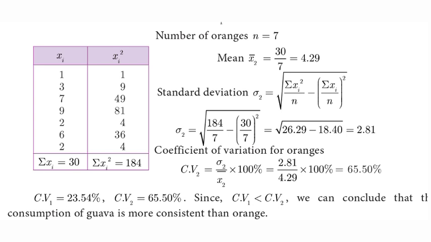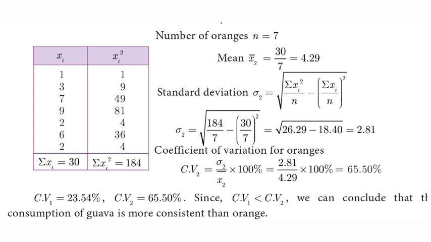Next 9 square, 9 into 9, 81. Next 2 into 2, 4. Next 6 into 6, 36. 2 into 2, 4. That is all the values of x square. Now summation x is 30. Next, summation x square, we add the values of x square and we get the answer 184. That is summation x square equals 184.